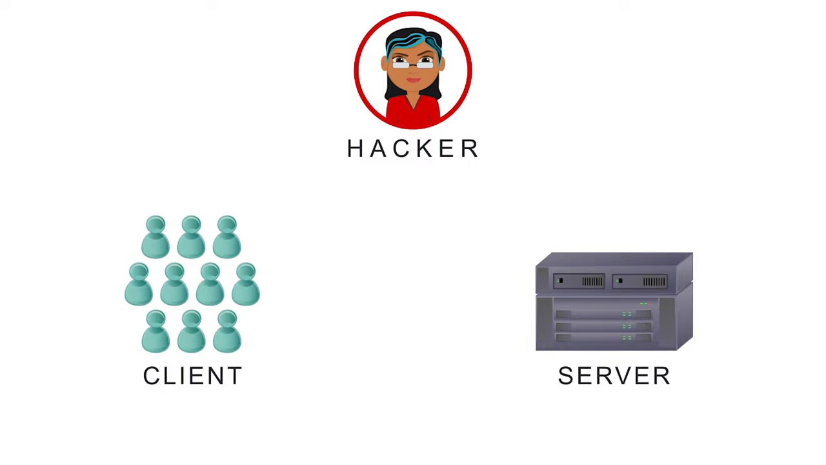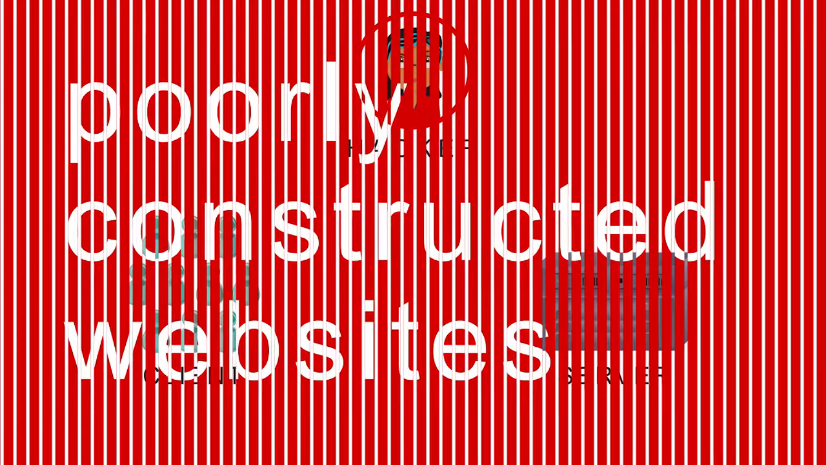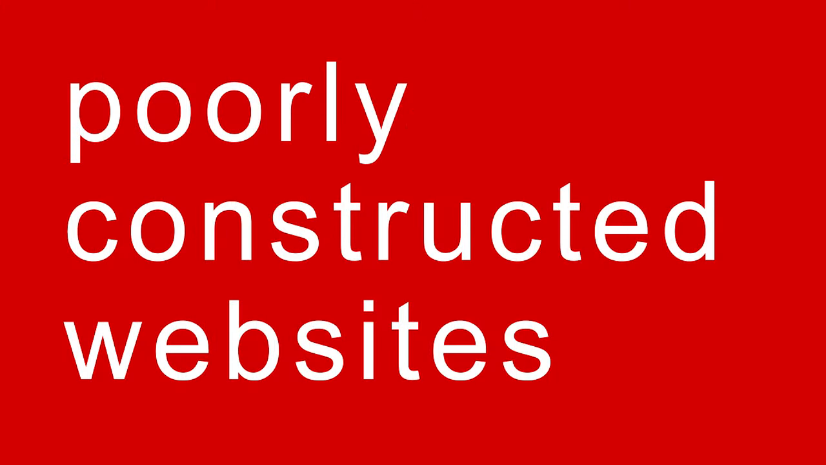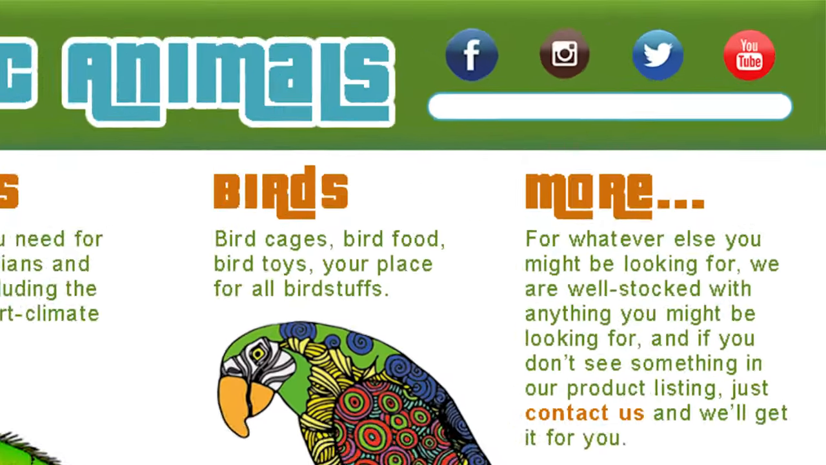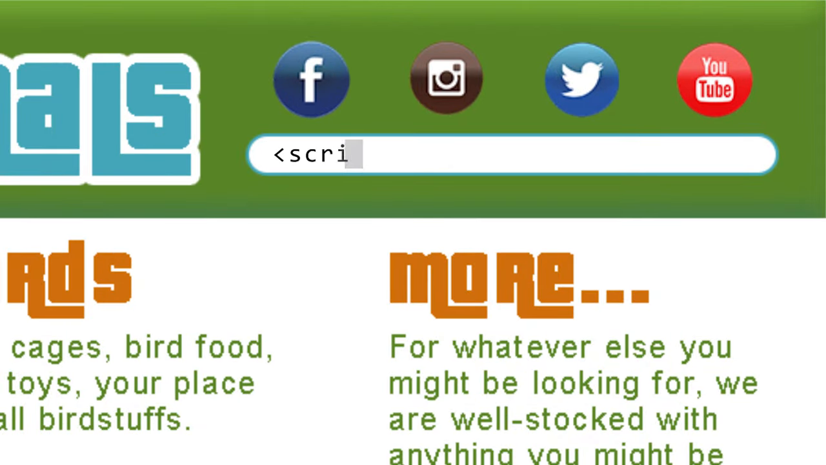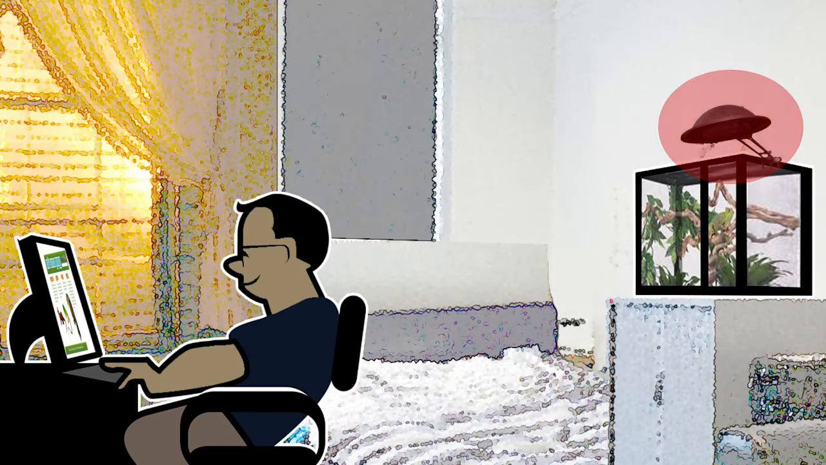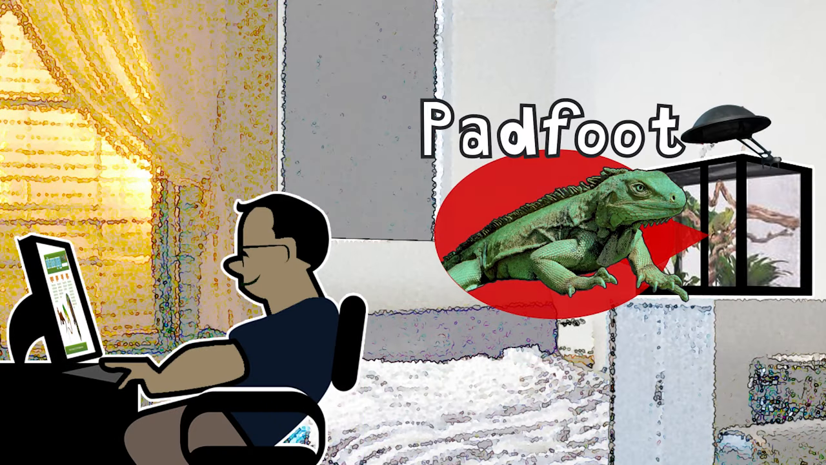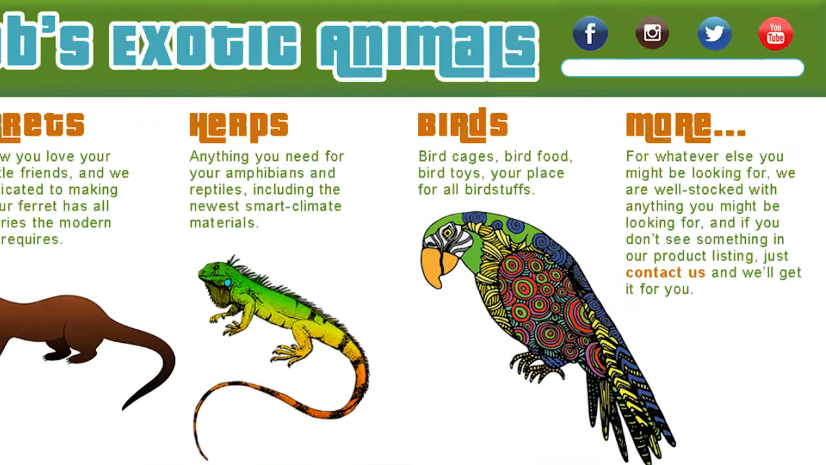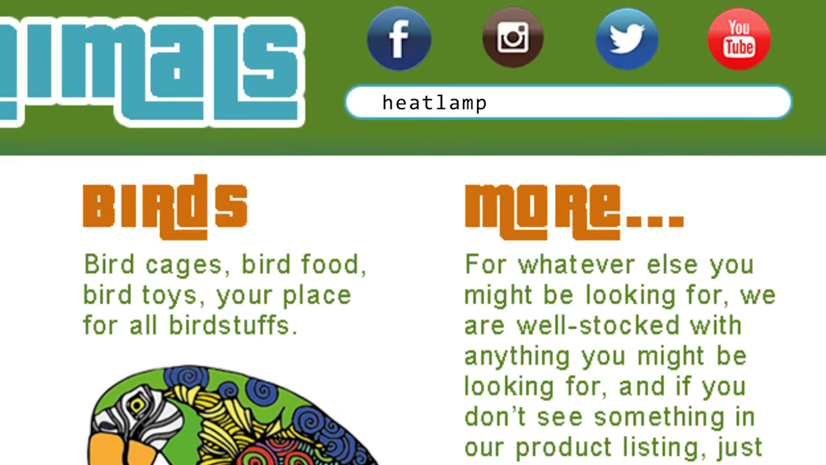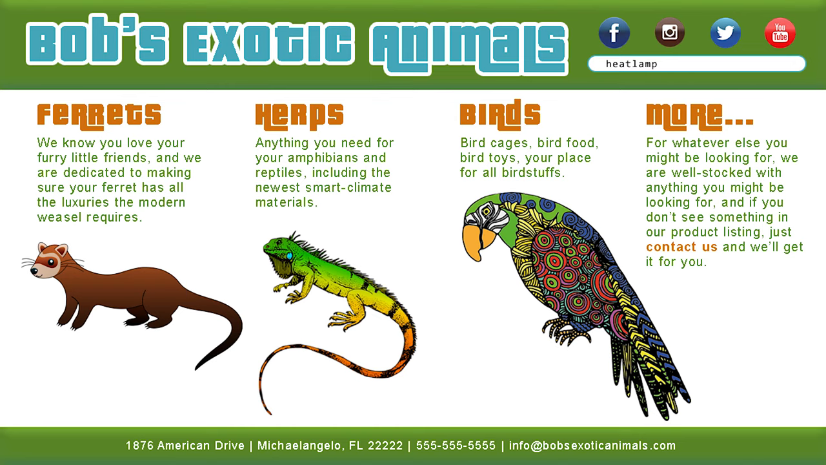Aside from attacking TCP/IP vulnerabilities, hackers are also adept at attacking poorly constructed websites. For instance, unprotected search mechanisms provide a popular point of access into a website. Let's look at a typical online store web application. Say you need to buy a heat lamp for your iguana, Padfoot. You enter the term heat lamp into the search box on Bob's Exotic Animals website.